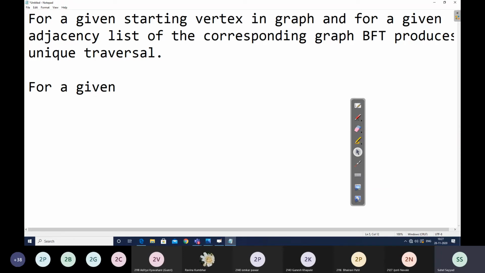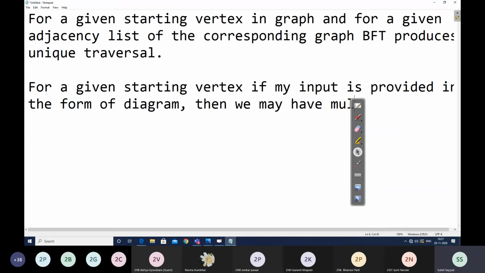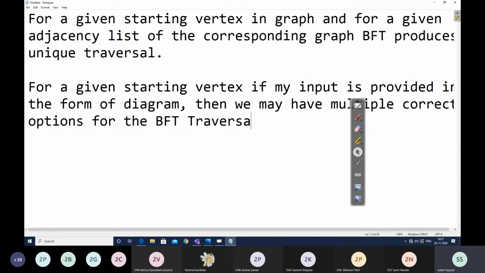But for a given starting vertex, if my input is provided in the form of a diagram, then we may have multiple correct options for the BFT traversal. I hope you have understood what I mean by these two statements. I was trying to explain this with the help of examples just now. All of you can make note of these two statements.